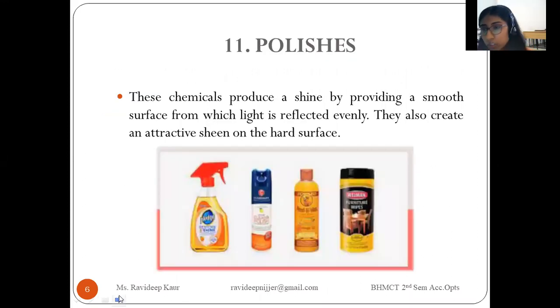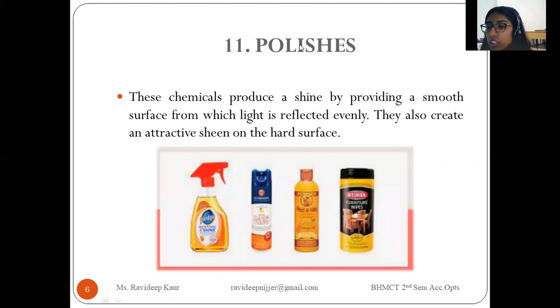Next, we have polishes. This is also a cleaning agent. These chemicals produce shine by providing a smooth surface from which light is reflected evenly. They also create an attractive sheen on hard surfaces. So polishes are chemicals which produce shine on smooth surfaces.